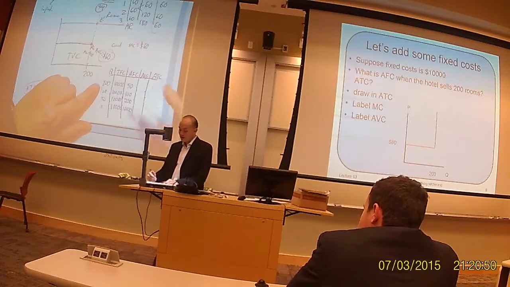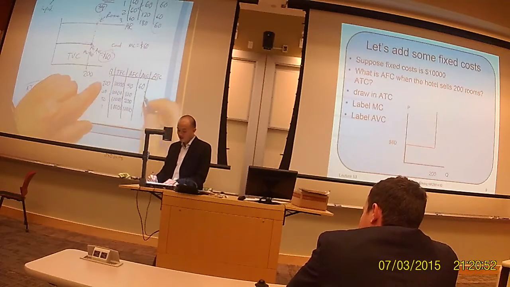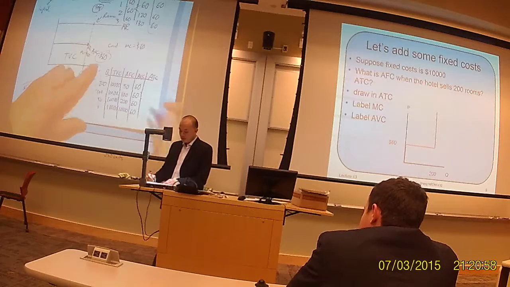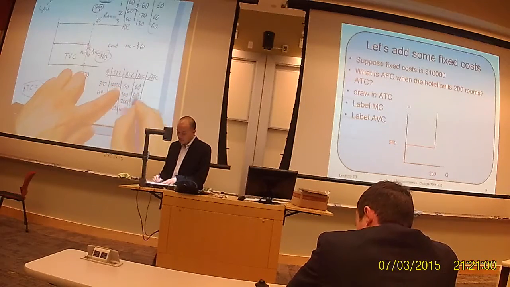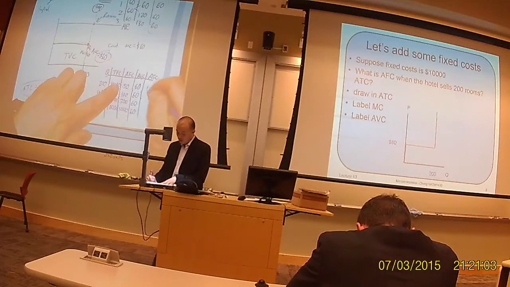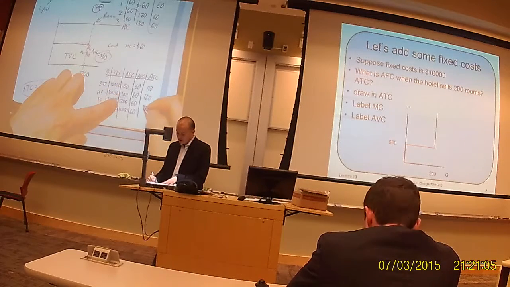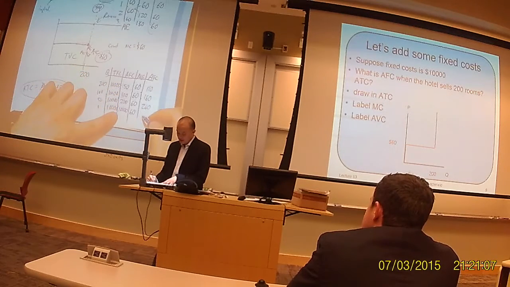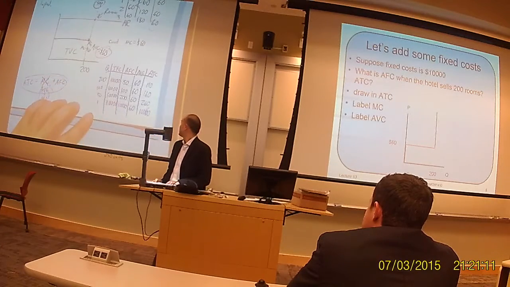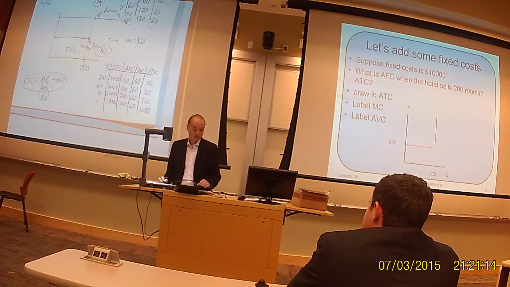Okay? So going back to here, the average variable cost is 60 for 200 units, 60 for 100 units, 60 for 50 units, 60 for 1 unit. And then average total cost is just adding up these two numbers. So 110, 160, 260, and 10,060, which I would not have you draw.